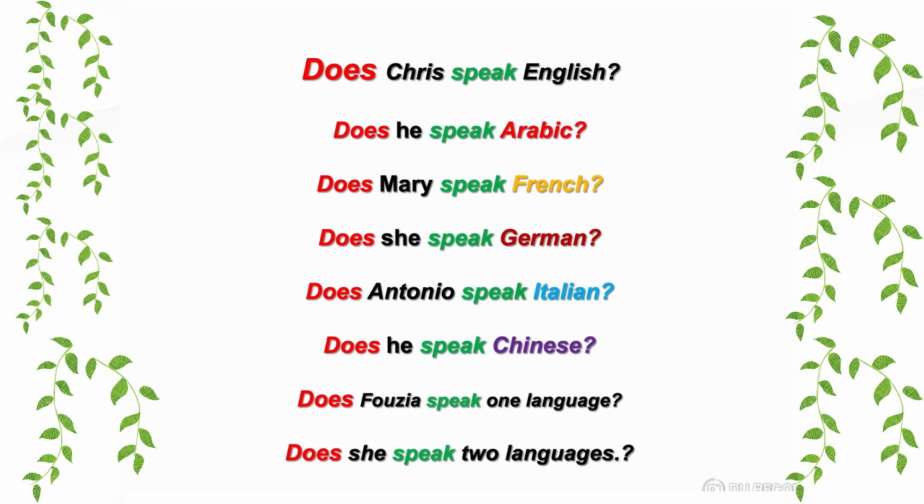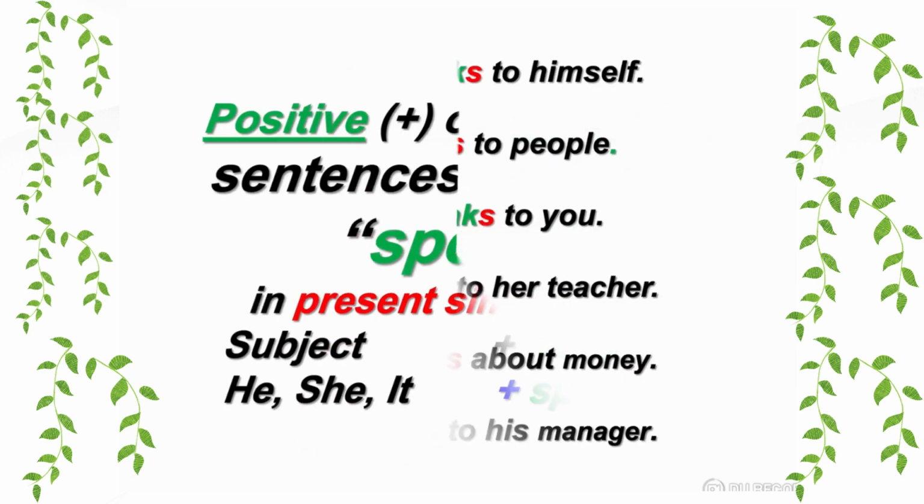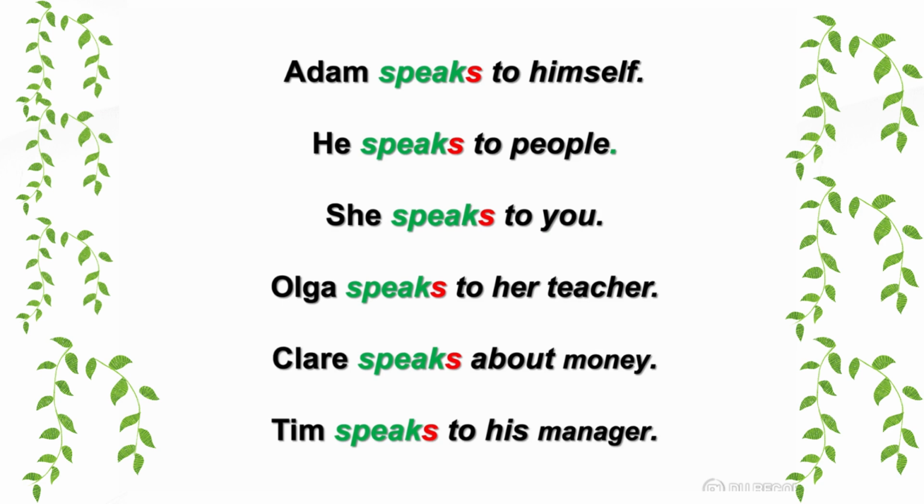Let's see more examples. Positive form. Adam speaks to himself. He speaks to people. She speaks to you. Olga speaks to her teacher. Claire speaks about money. Tim speaks to his manager.